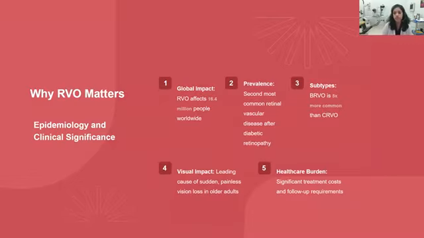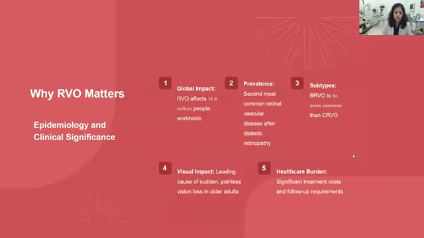BRVO, that is branch retinal vein occlusion, is 5 times more common than CRVO, and it is a leading cause of sudden painless vision loss in older adults, with significant treatment costs and follow-up requirements. This is why recognizing and treating this accordingly is very important. Let's first look at the anatomy.